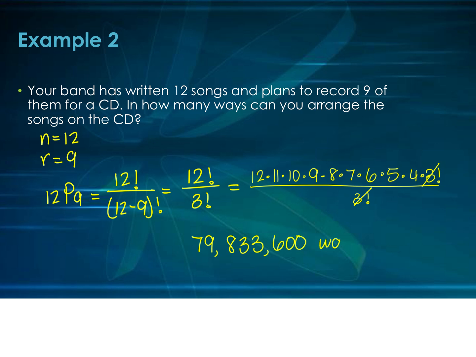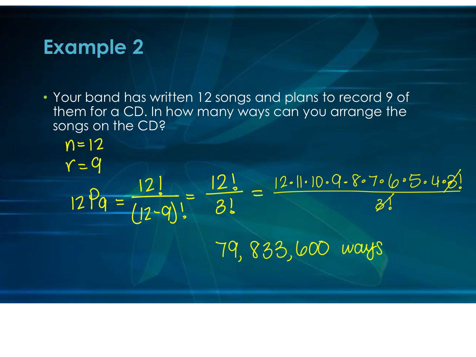79,833,600 ways. Again, you can use this for nPr, or you can plug in this one using your factorial. You could plug in this on your calculator as well. So you can use nPr or you can use your exclamation mark.